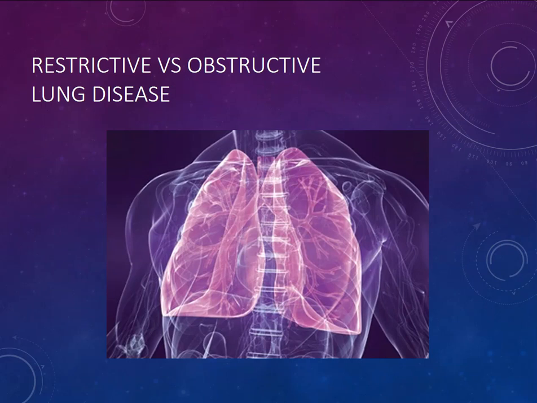So we'll go ahead and begin our discussion of obstructive lung disease, which occurs when airway obstruction limits the airflow on exhalation. This causes a prolonged exhalation time, and the lungs have difficulty moving air outward. Examples of obstructive airway disease would include COPD, emphysema, bronchitis, and asthma.